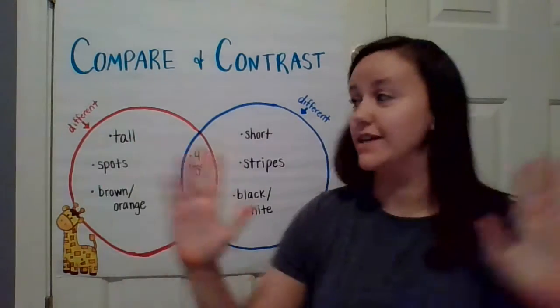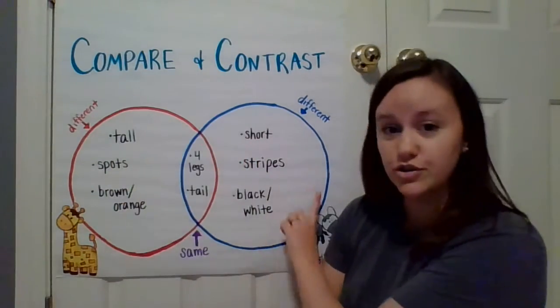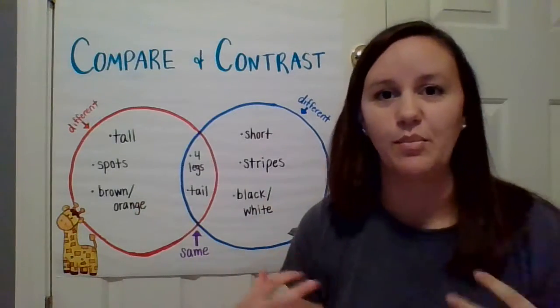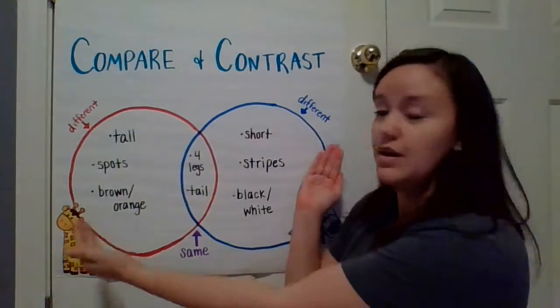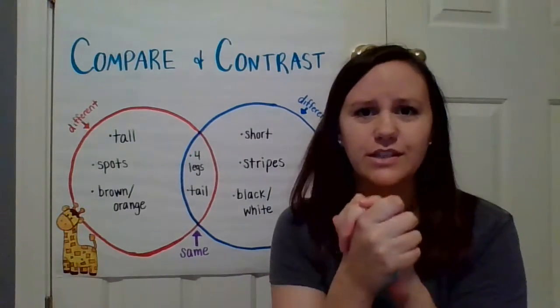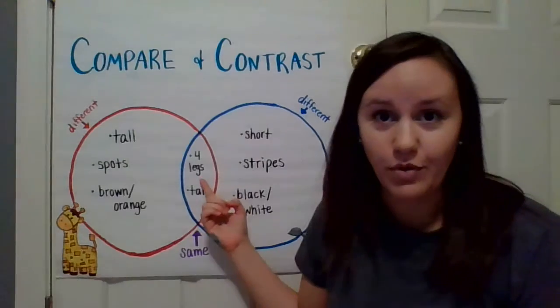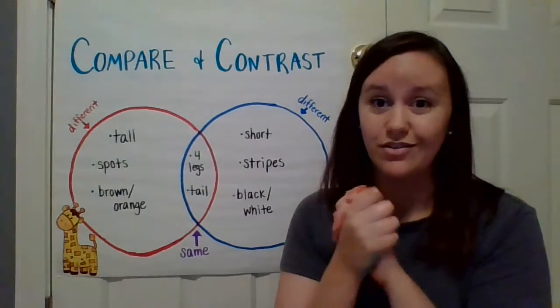So that's how they contrast. That's how they're different. Tall, short, spots and stripes, and then different colors. So they're different sizes, they have different patterns, and they're different colors. That's how they're different. We contrasted them. They're different. But some ways they're the same. So when we compare them, we can talk about how they're the same. Well, they both have 4 legs, and they both have a tail. So we compared them. That's how they're the same.